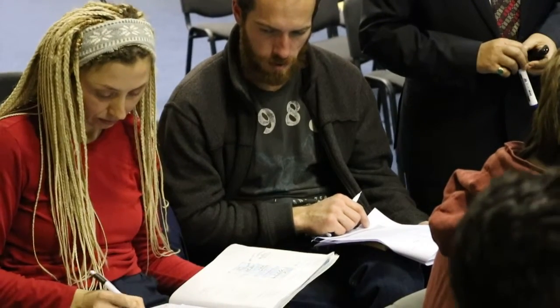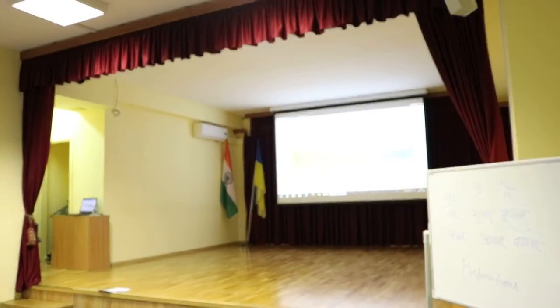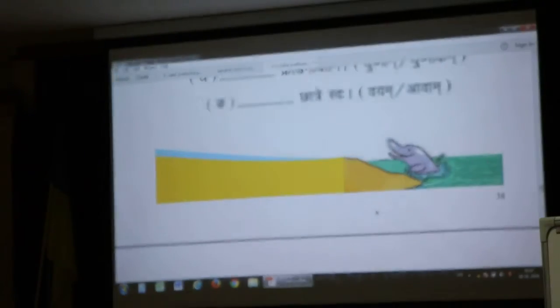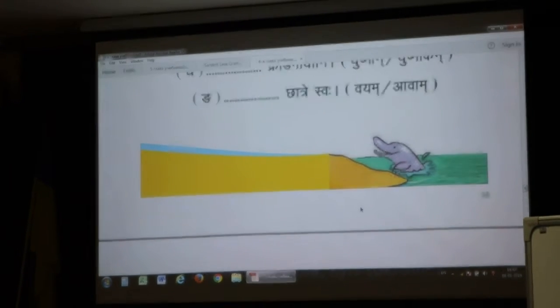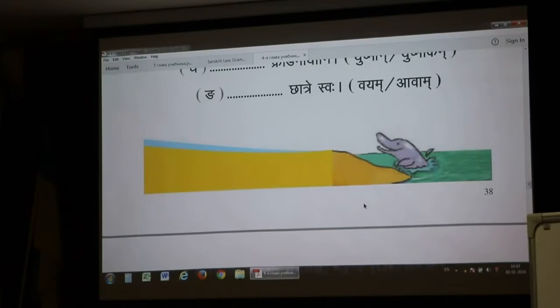No, must be our. Avam chhatre swaha. Because chhatra will form chhatre. Lata, late, lata. Avam chhatre swaha. So basically it means we are students. Two students are saying we are students.